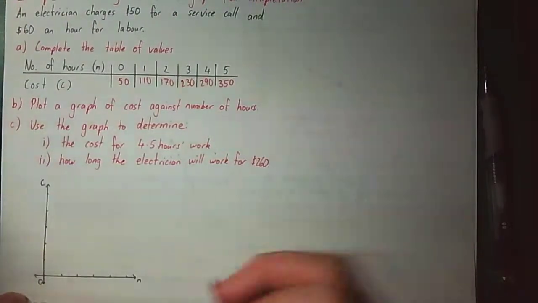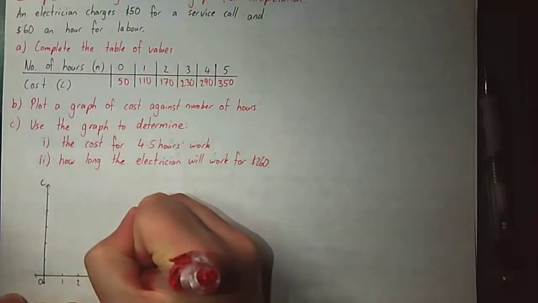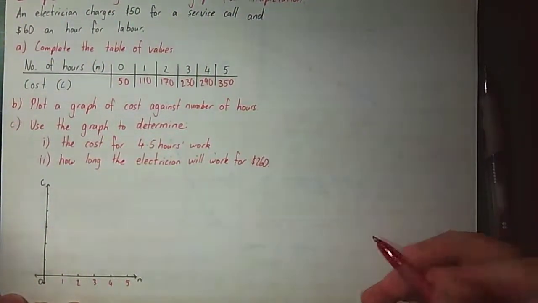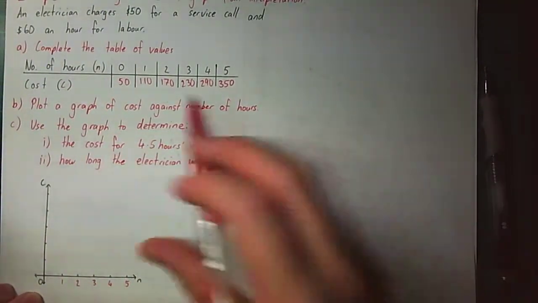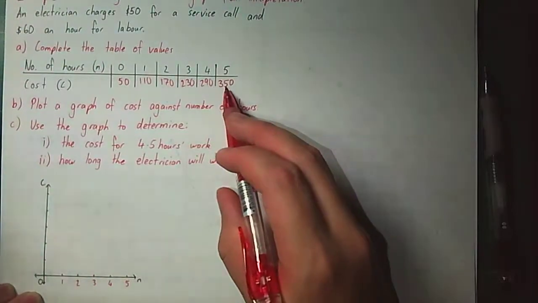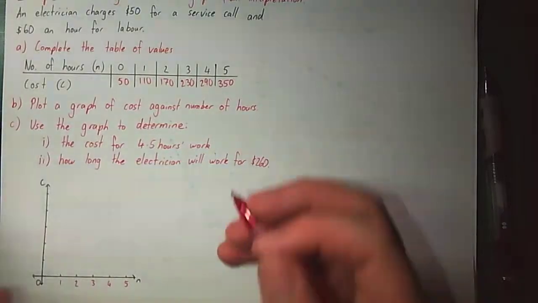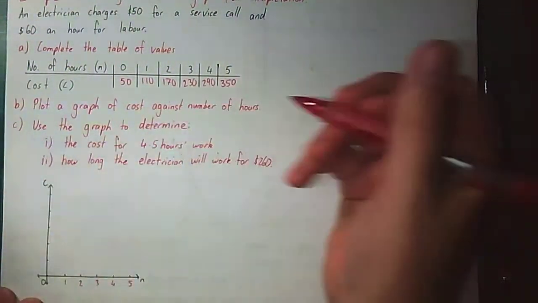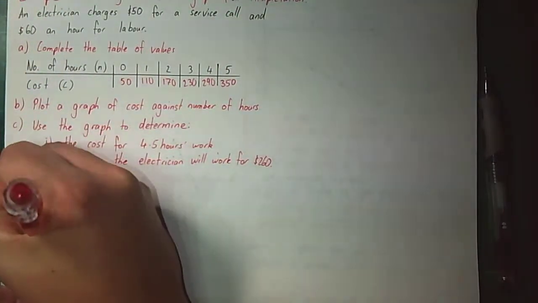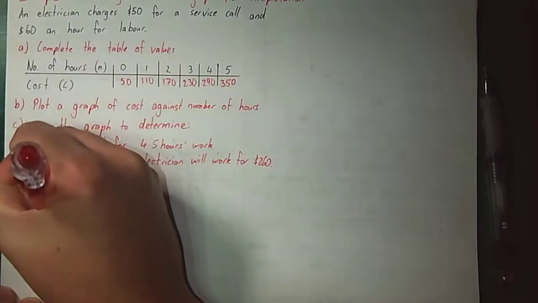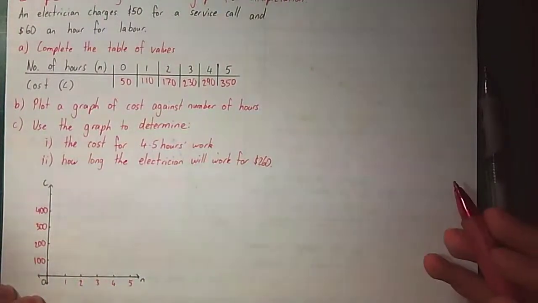So first we need to label the axes. For the number of hours, we have to start with 0. That's 1, 2, 3, 4, 5. Could possibly go further. And for how much the cost will be, we can see it starts off at 50, goes to 350. Our graph needs to start at 0 here. So as we go up, let's make it going up by hundreds: 100, 200, 300, 400. Okay, so we'll stick with that for the moment.